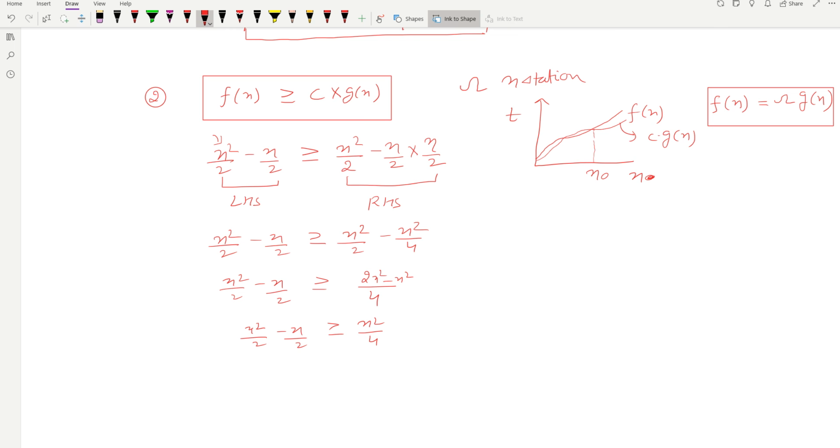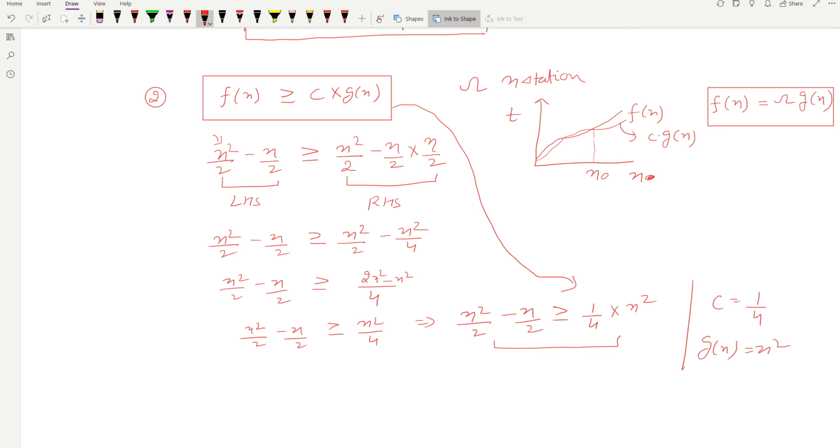So if you observe, what is the value of c1 here? The function is n square by 2 minus n by 2 greater than or equal to 1 by 4 multiplied by n square. So just compare this right hand side. What is the value of c here? The c value here is 1 by 4, and what is the function g of n here? It is n square. So this inequality holds true. This is always true for the value of c equal to 1 by 4.